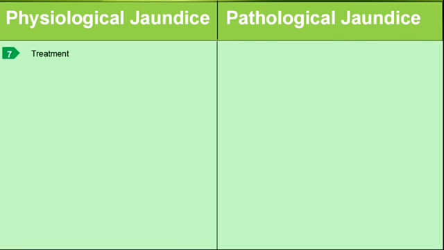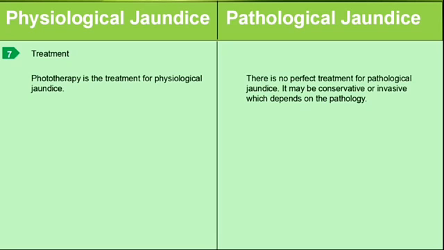So when we come to treatment part, in physiological jaundice, phototherapy is the treatment for physiological jaundice. It is the ultimate one. Whereas in pathological jaundice, there is no perfect treatment for pathological jaundice. It may be conservative or invasive, which depends on the pathology. Conservative means by use of medications. Invasive by surgical procedures. Like in case of cholestasis, there should be a surgery performed.